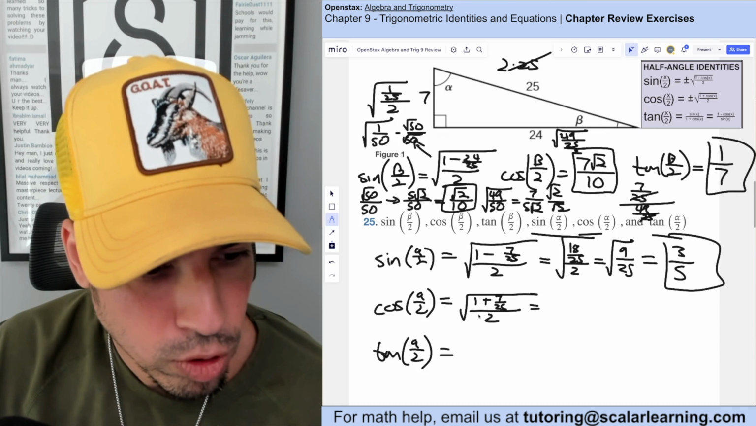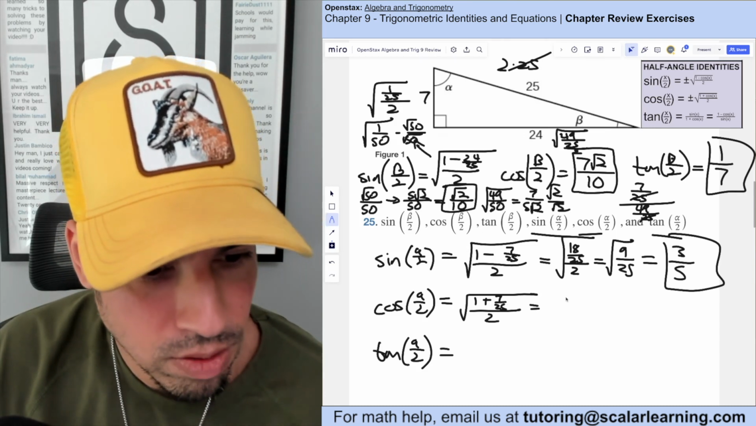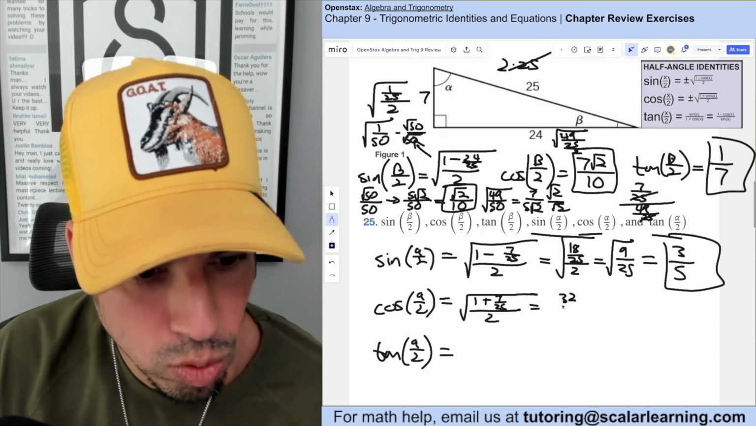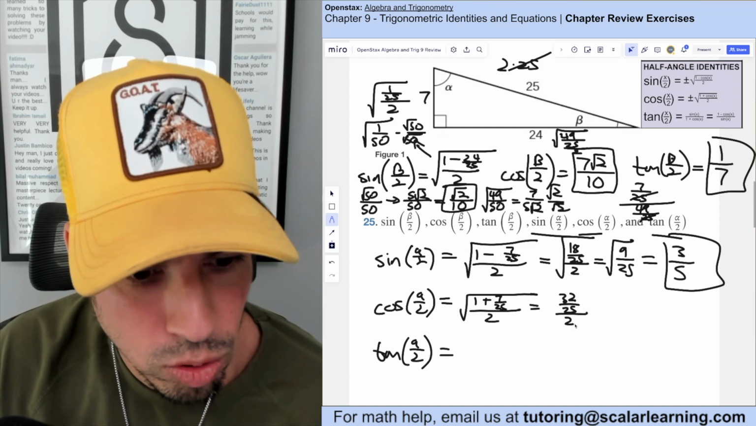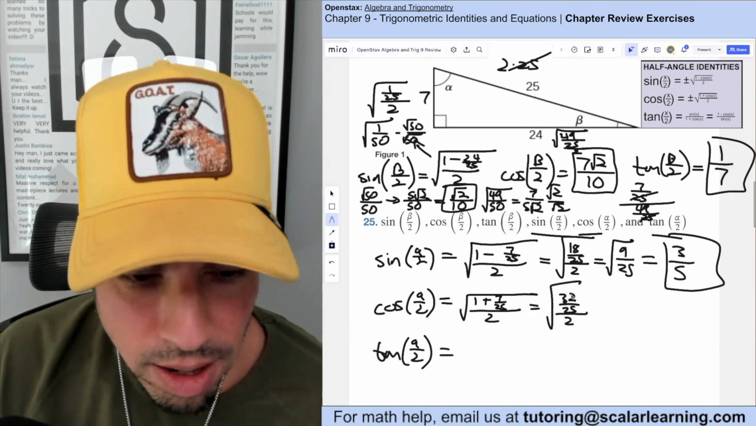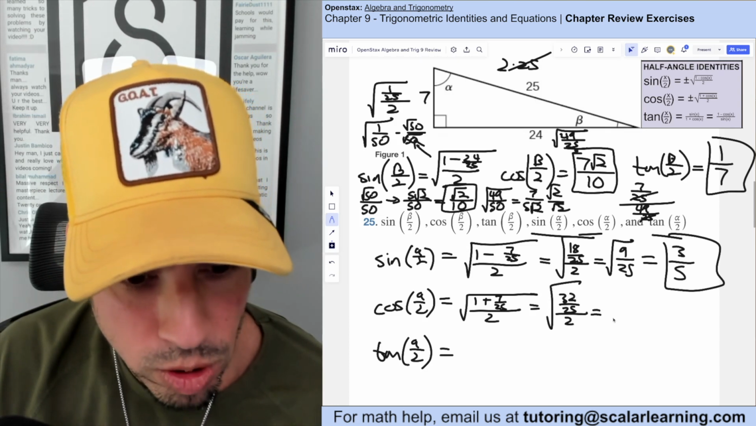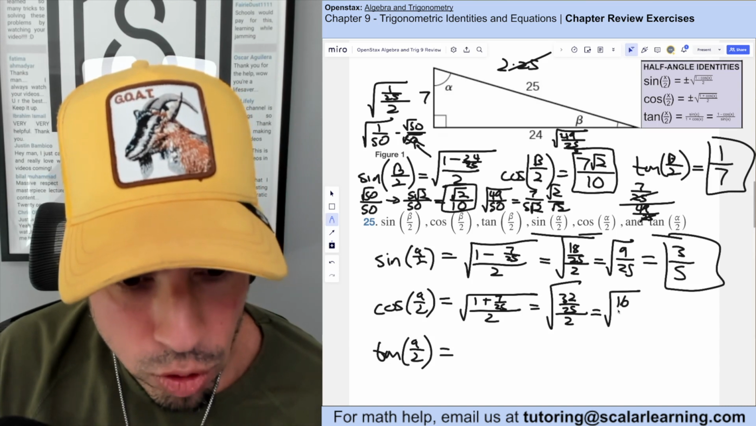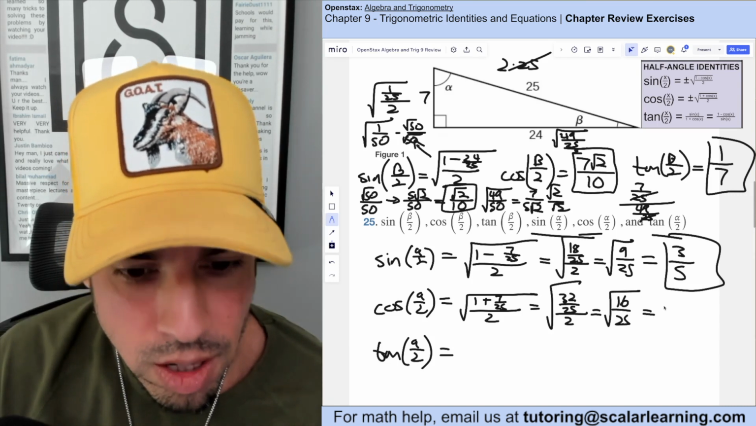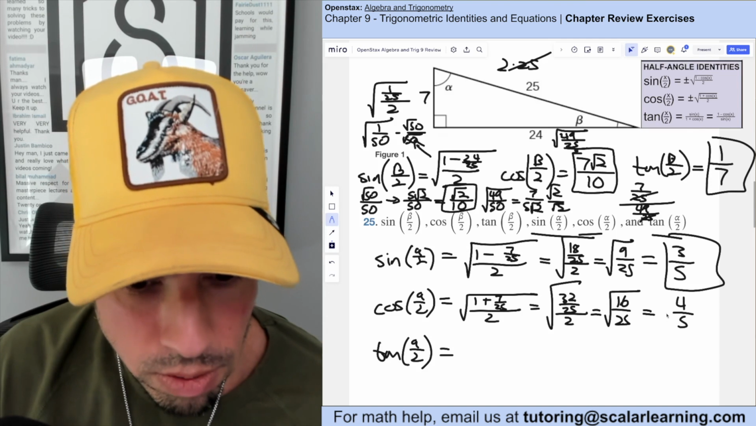And then 25 over 25 plus 7 gives us a nice 32 over 25, divided by 2. That's like multiplying by 1/2, and we really take half of 32, which is 16 over 25. And those are nice perfect squares, and that becomes 4/5.